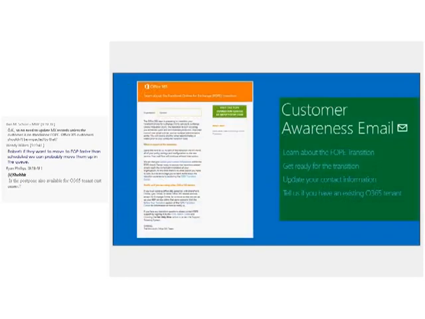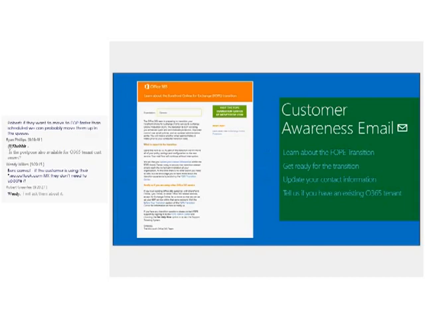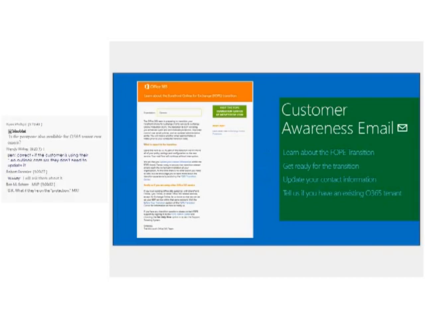Here is a screenshot of what the customer awareness email looks like. We inform you of what the transition is all about. You need to get ready for the transition. Again, we ask you to update your contact information in the awareness email itself, and we'll also ask you to do that in the T-30 and T-14 emails. And if you already have any existing Office 365 tenant, you can inform the transition team of any Office 365 Wave 15 tenant that you have, so that we are able to merge those tenants into one.